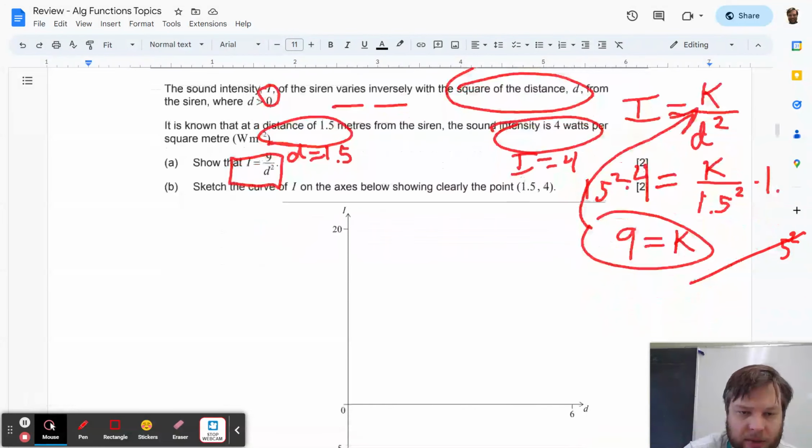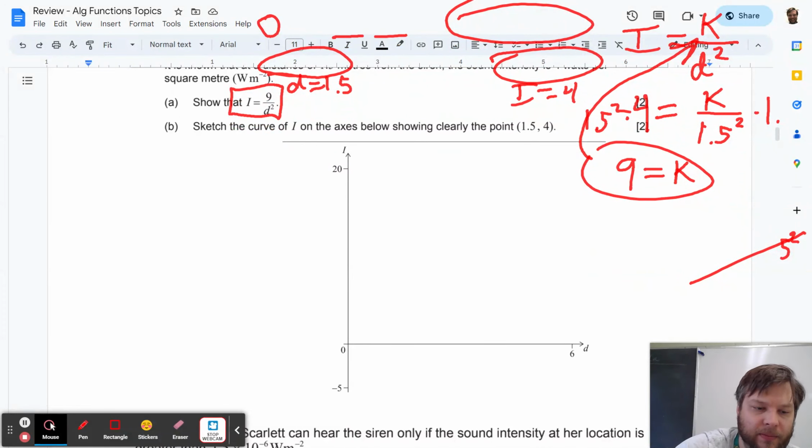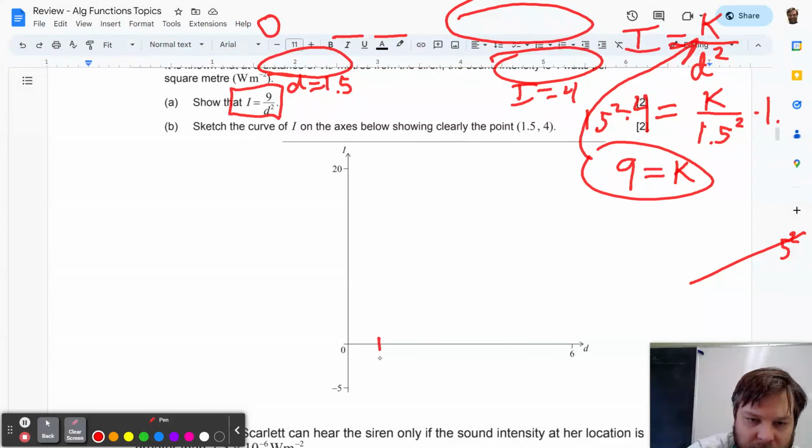As we scroll down a little bit, now we're going to sketch the graph of it. What I know is that, for example, if d is equal to 1, then I is going to equal 9. How do I know that? Because I is equal to 9 over d squared. So if d is equal to 1, 1 squared is 1, 9 divided by 1 is 9. We already knew that 1.5 comma 4 was on the graph. So here's 1.5 and 4. We can label that point 1.5 comma 4.